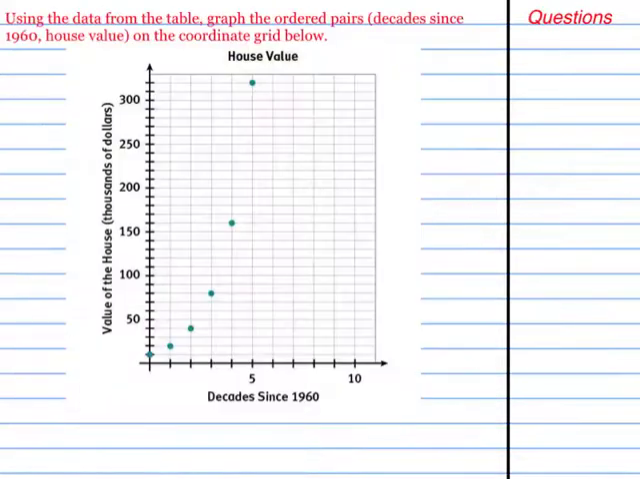So using the data from the table on the previous page, I went ahead and graphed the ordered pairs. Once again, decades since 1960, that's why these go in ones. They represent each decade since 1960. If I draw a line on my values, connect the dots, so to speak, you're going to notice this is definitely not linear. It has a decided curve to it.